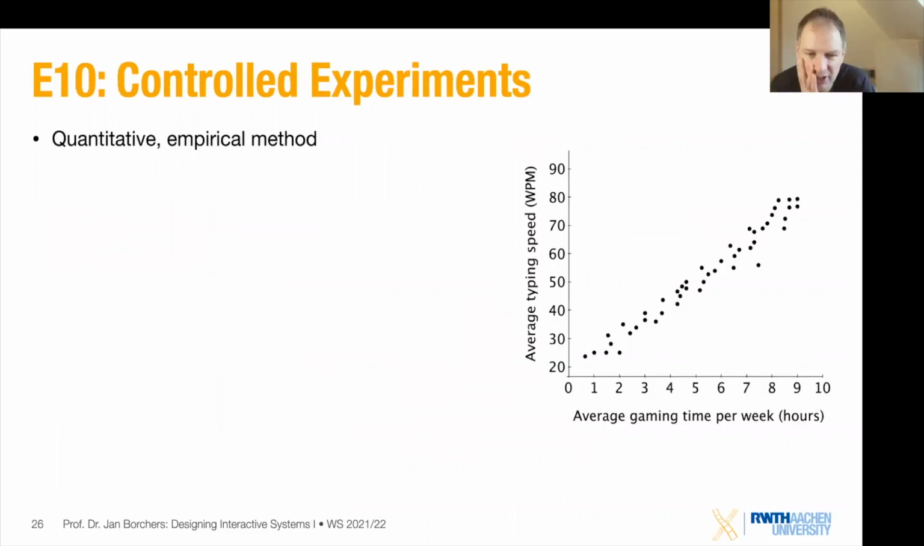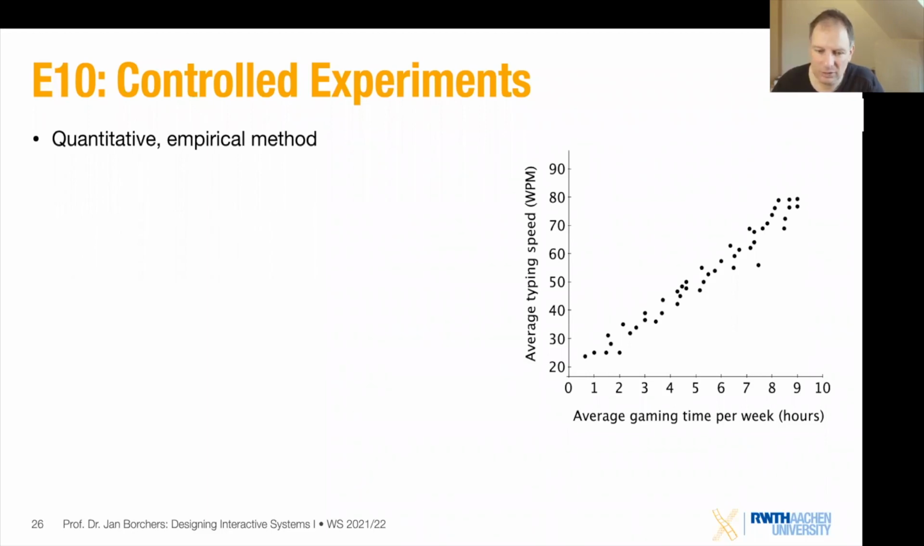Controlled experiments are a quantitative empirical method, right? How do you do it? Well, basically, you change a variable, we call it. You manipulate a variable, and you measure something as a result. We have an example here. We may have a bunch of users. We ask them how many times per week they are gaming. And that's our variable. And based on that variable, we then also find out in an experiment how fast they can type in words per minute. Okay, and maybe we get a plot something like what you see here on the screen.